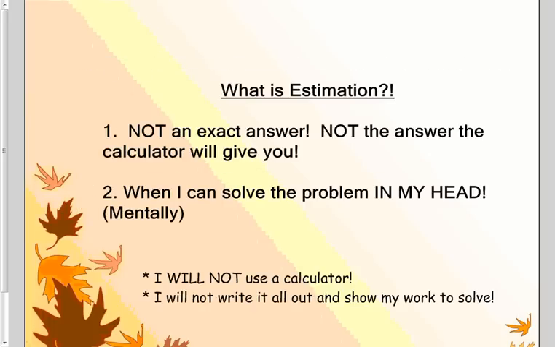So here we go. First of all, what is estimation? It's really important that you remember that estimation means we are not finding an exact answer. It is not going to be the answer that the calculator will give you, for example, if you try to solve a problem that way.